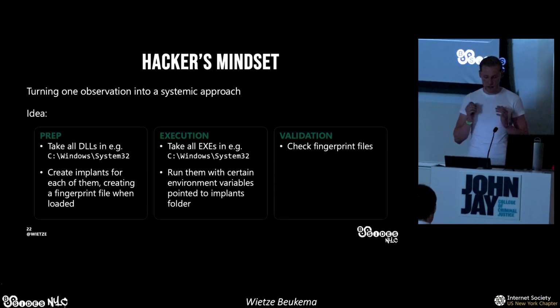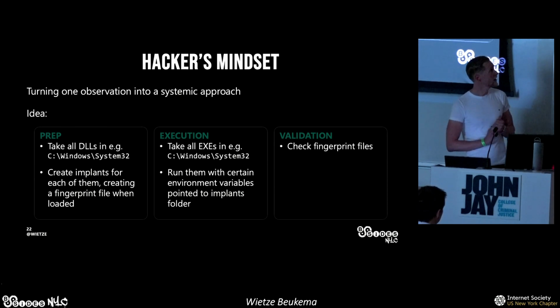So what I've done is I took a rather big sample, because I took every DLL that is in the System32 folder on a vanilla Windows installation. There's quite a few, hundreds of them. For each and every one of them, I have created a fake version, like an implant. What that implant does, when it is loaded, is the only thing it does: it writes a file to disk. That file is later going to tell us what DLL was loaded by which process. So, first step, creating loads of implants.